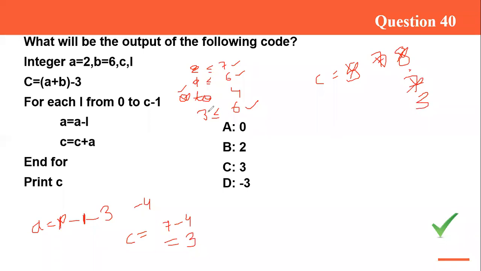Okay. Next goes for I plus plus. I value will become 4. 4 less than or equal to the current C value, 3, minus 1, is 2. 4 less than or equal to 2. Is it true or false? False. That means stop, and then print the C value. What is the last updated C value? 3. Got it, everyone? I hope I made it perfect. Answer is 3.